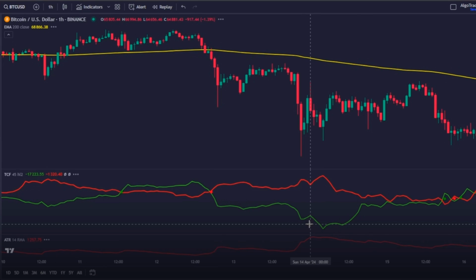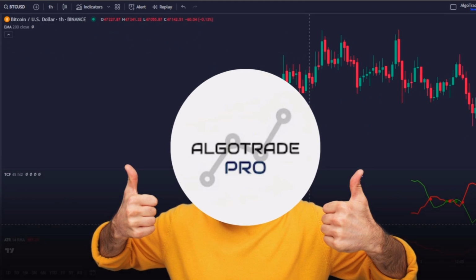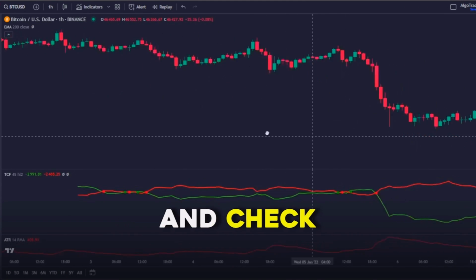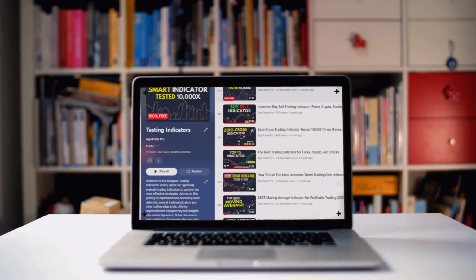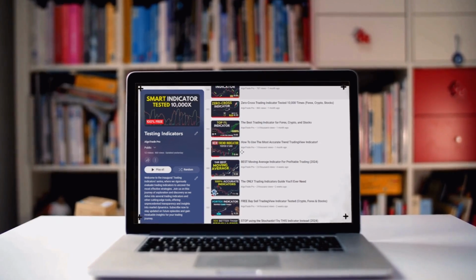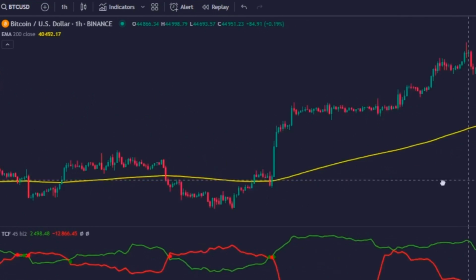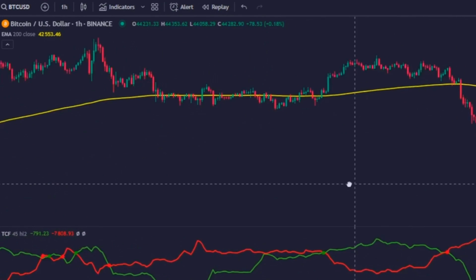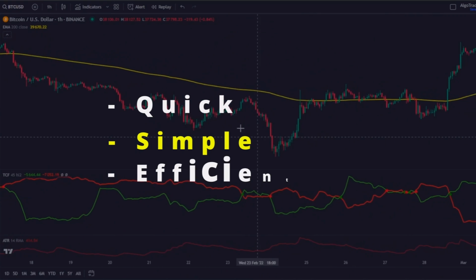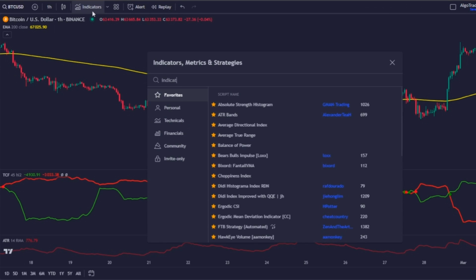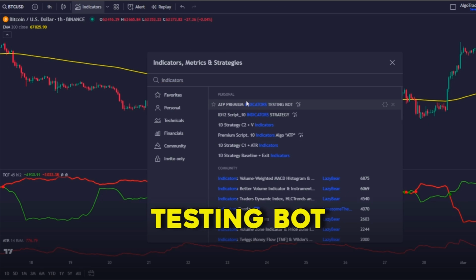Now, the most popular way of backtesting is pretty simple to do. We just need to go back in time and check every signal manually. However, if you have been watching this series, you already know that I like to use a special tool to backtest indicators in a quick, simple and efficient way. And for that, I will add the indicators testing bot to my charts.